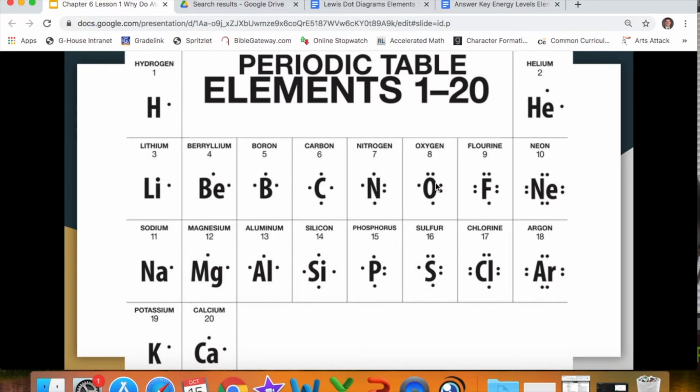Oxygen is in group 16, so it has 6 electrons in its outer energy level. Therefore, you're going to draw 1, 2, 3, 4, and then 2 of those double up. Fluorine is in group 17, which means it's got 7 electrons in its outermost energy level. 1, 2, 3, 4, 5, 6, 7. Neon is in group 18, and it has 8 electrons in its outermost energy level. Now, why would we ever need to use this, or why would scientists use this information? Using dot diagrams on page 169.